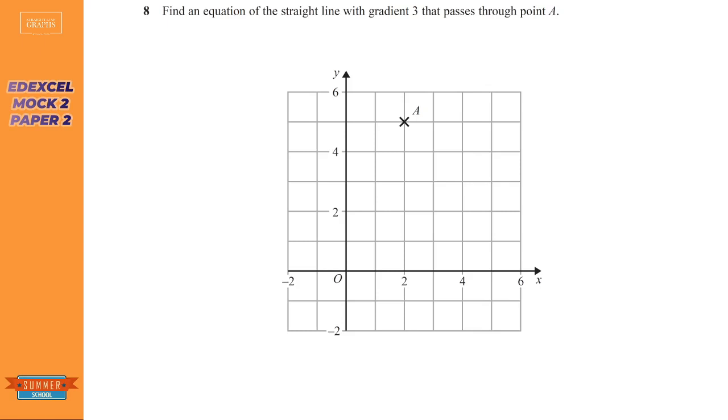So what does gradient mean? Gradient means for every one we go across, we go up 3. So that would be 1, 2, 3. Now you can probably see a problem here, is that the graph kind of doesn't go up any further, that's kind of off the graph. So we change the rule slightly, and we change it to for every one we go left, we go down the gradient. So 1, 2, 3.